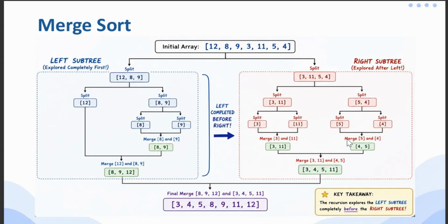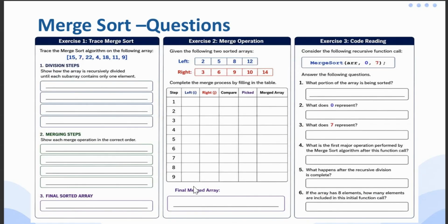Just like the left subtree, you can split and merge the right subtree, right? Then we compare the outputs of the left subtree and right subtree, and again we merge by comparing them, right? Now you can try these questions. Take some time and do these questions.